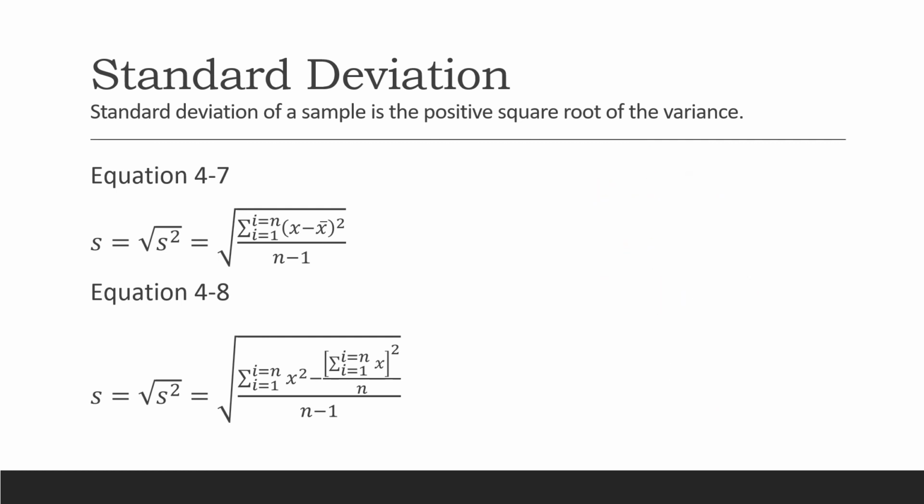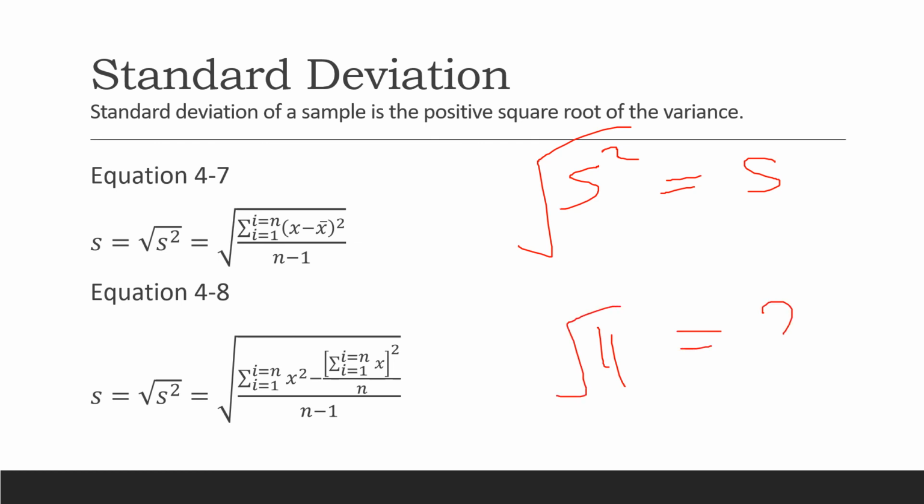So if you want to get the standard deviation, all you have to do is square root the variance, and you will get the standard deviation, which is s. Same as this: if you have 4, you get 2. Why? Because 4 is 2 squared, and the square root of 2 squared is 2. So the square root of s squared is s. That's just a review for your math.